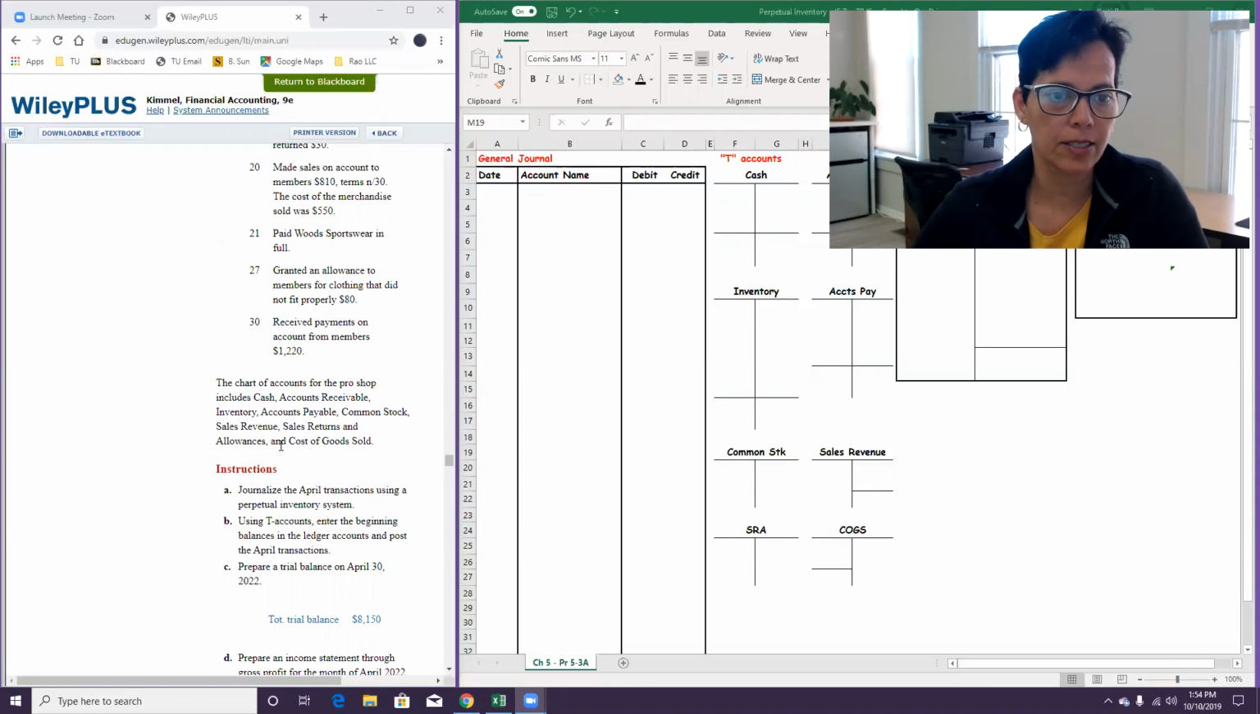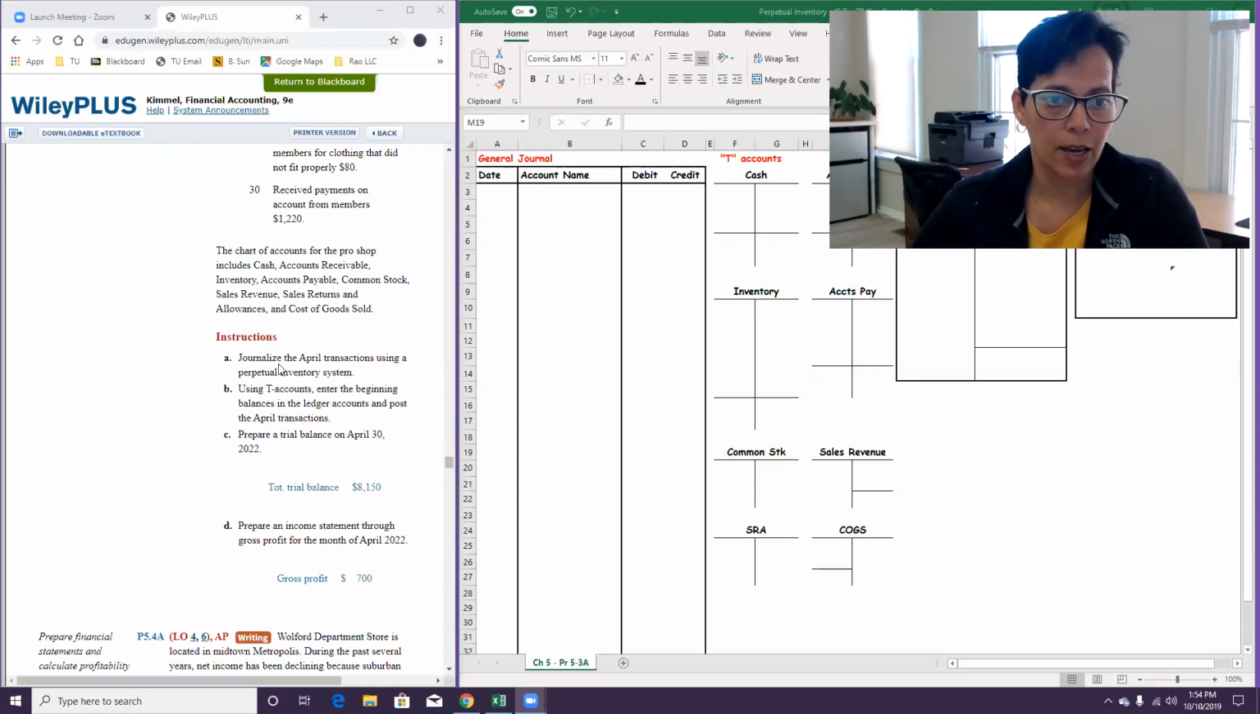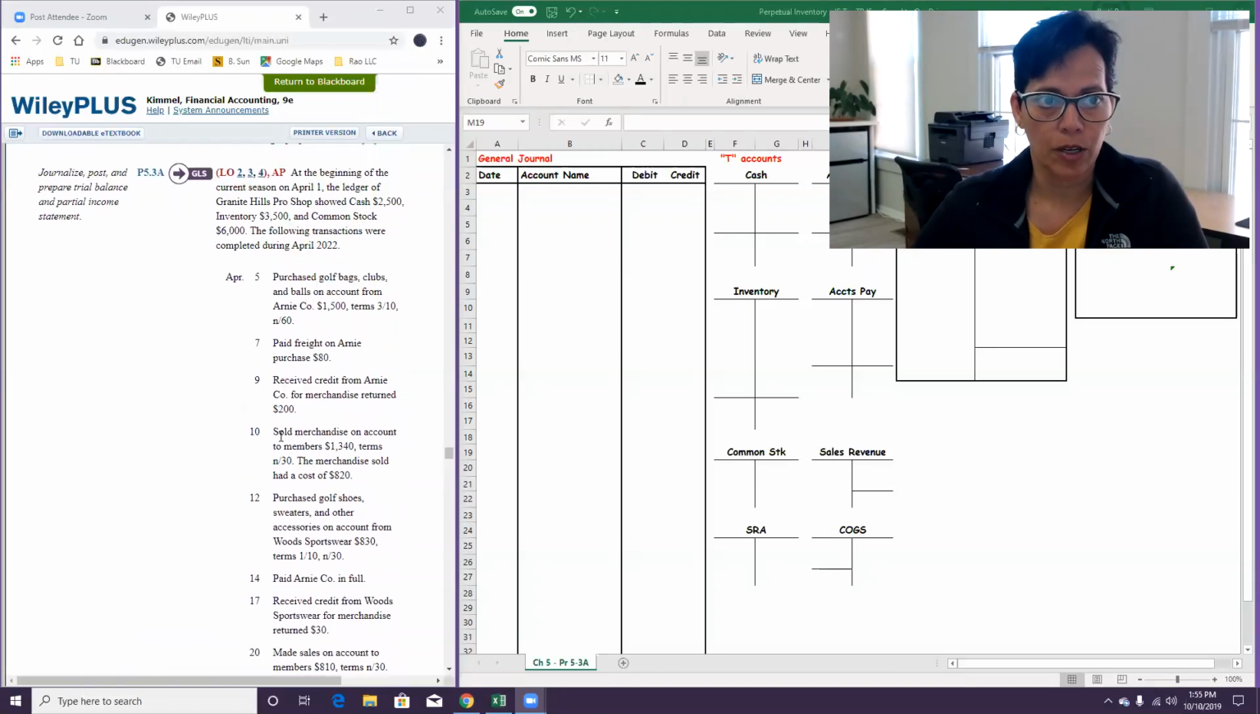This is basically giving us a hint that these are the accounts we're going to use when we prepare all of these transactions. So we'll have to prepare T accounts for each of them. So in the instructions, we've been told to first journalize the April transactions using the Perpetual inventory system. Then they tell us using T accounts, enter the beginning balance of the ledgers and post the April transactions. And then finally, in part C, they tell us to prepare a trial balance. They've given us a total number as a check figure, and then the income statement. So let's go back to the top over here where we started.